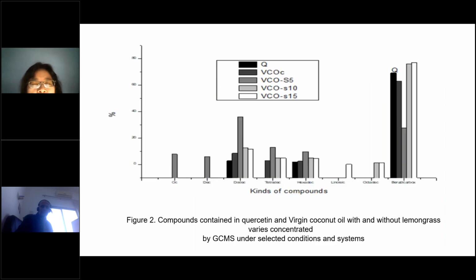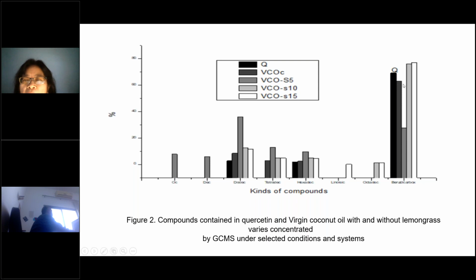And then we can show figure 2, compounds contained in quercetin and virgin coconut oil with and without lemongrass, various concentrations by GCMS under selected condition and system. In figure 2, benzene dicarboxylate acid, we meet in all samples and the quercetin standard similarly, in high percentage, and other compounds in a little percentage.